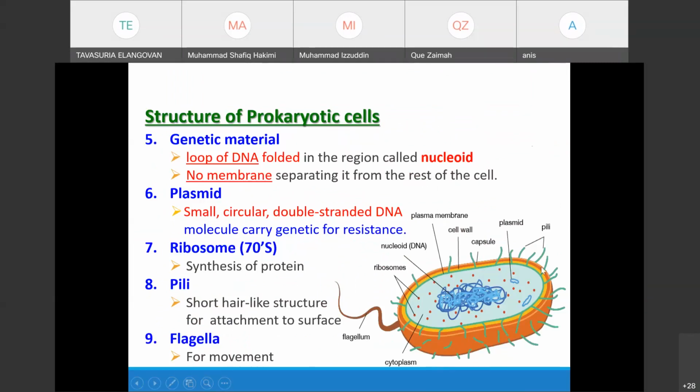You can see clearly from their structure, prokaryotes have an outermost layer, that is the capsule, and then the cell wall. Okay, the cell wall is underneath the capsule, and then they have the plasma membrane underneath the cell wall. The cell wall of prokaryotes is made up of peptidoglycan. Peptidoglycan consists of amino acids and polysaccharides.